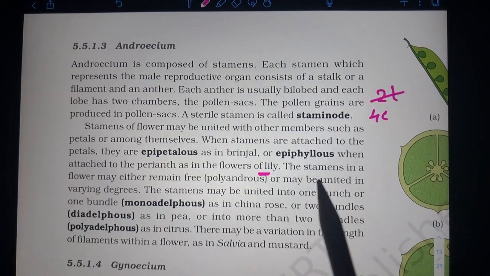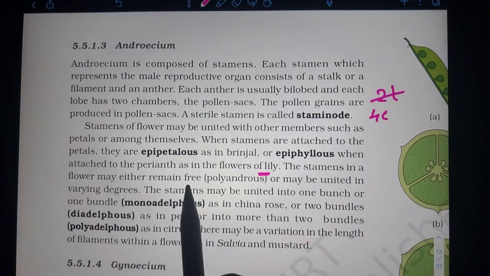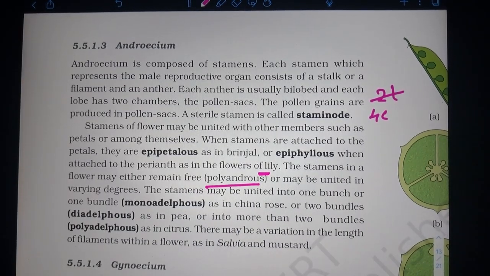the petals. Now, the stamens in flowers may either remain free, which is polyandrous, or may be united in various degrees. The stamens may be united into one bunch or bundle, monoadelphous, as seen in China rose, or into two bundles, diadelphous, as in pea plant, and into more than two bundles, polyadelphous. An example is citrus. There are many variations in the length of the filaments within the flower, as seen in salvia and mustard.